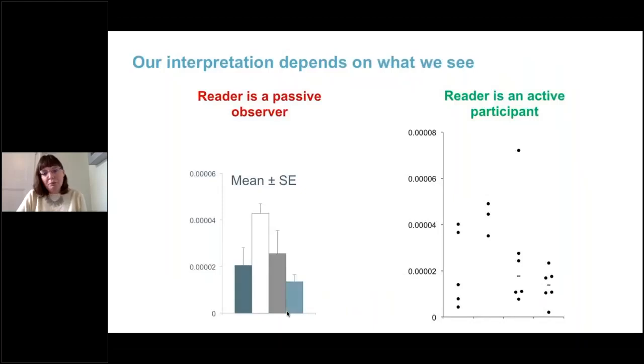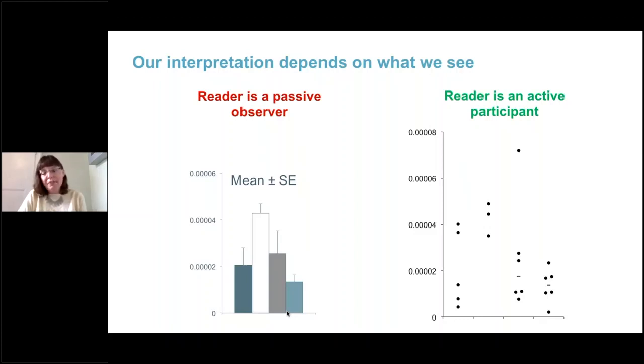So it's important to remember here that our interpretation depends on what we see. When I look at a bar graph that only shows summary statistics, I'm a passive observer. I don't know anything about the sample size or the distribution, and I can simply look at this graph here and say, okay, well, it looks like maybe the second group is a little bit higher than the other groups, but there seems to be some overlap.